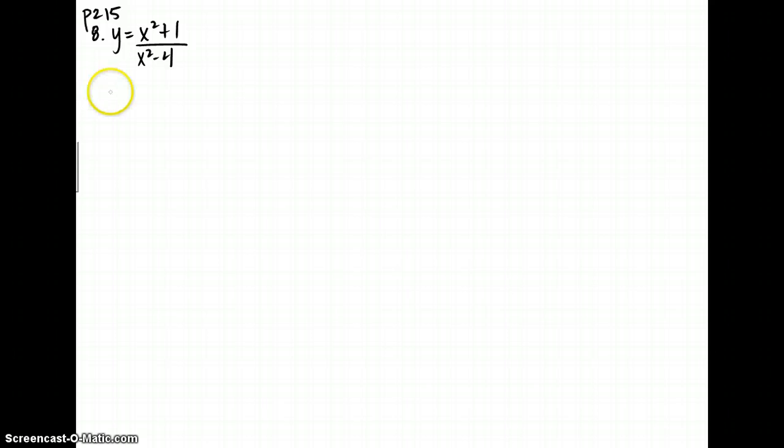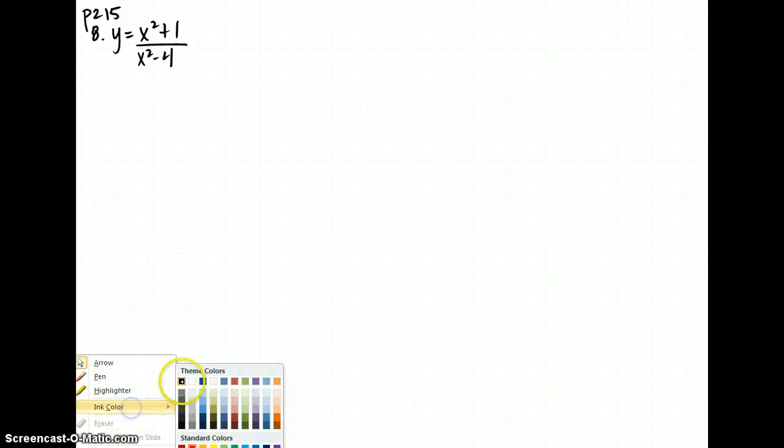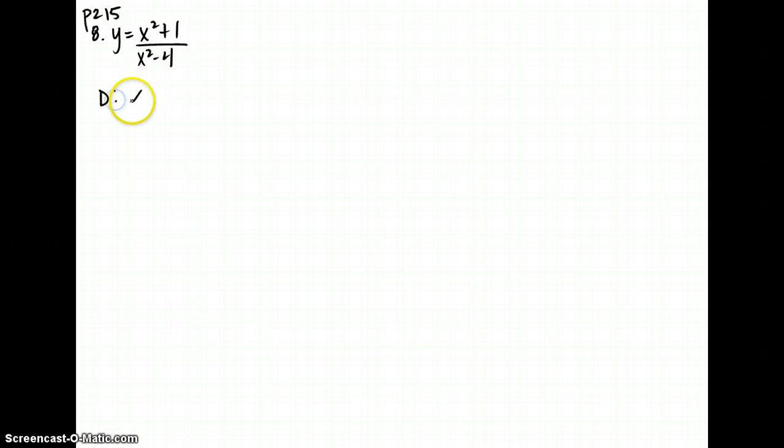Okay, so what's the domain of the function? We know we can never have 0 in the denominator, so x can't equal positive or negative 2. More specifically, what do they become on the graph of the function? Vertical asymptotes. Because if we did a direct substitution back into the original, we would get number over 0.